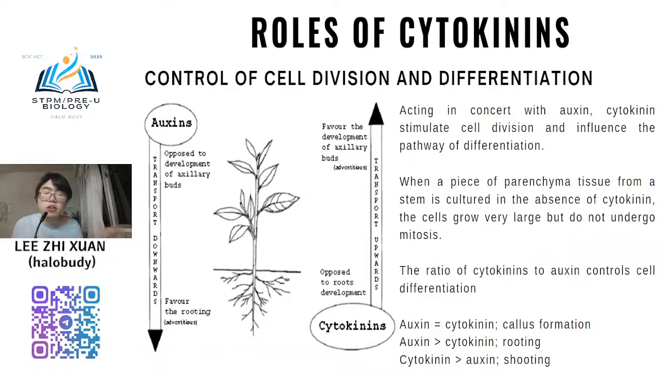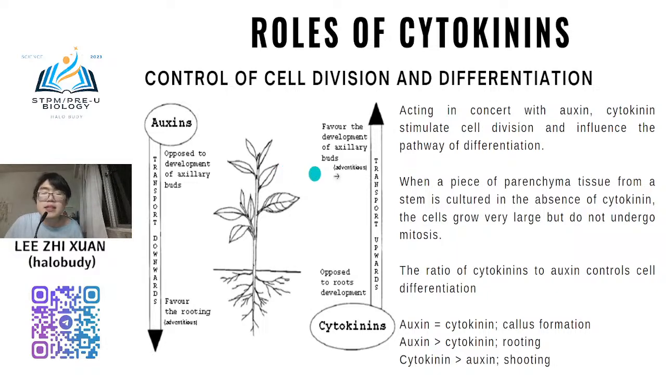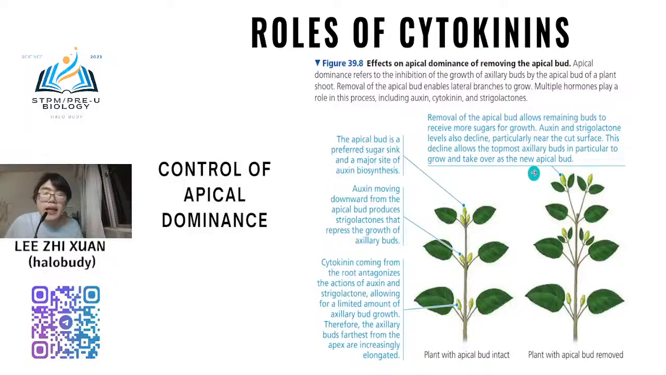Opposite to cytokinin, when cytokinin is higher than auxin, it will induce shooting, meaning that the growth of the root is very slow, but the shoot growth will be very high. So this is the meaning of the cytokinin. Okay, and then it also plays the role of controlling apical dominance.